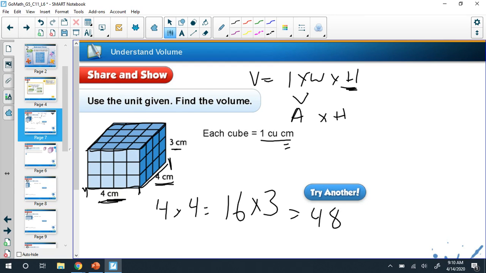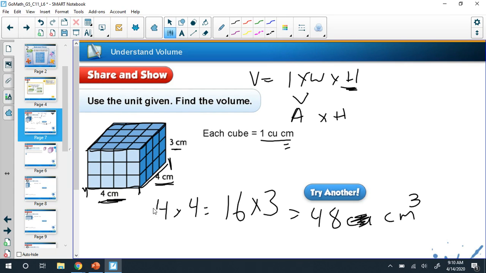Now on the other one we didn't have a label for what units we were using, but here we know that we are using centimeters. So this is 48 cubic centimeters, and we can either write it like that, or we can get rid of the CU and add the 3 up here as an exponent, letting us know that it's a centimeter by centimeter by centimeter, or a cubic centimeter.